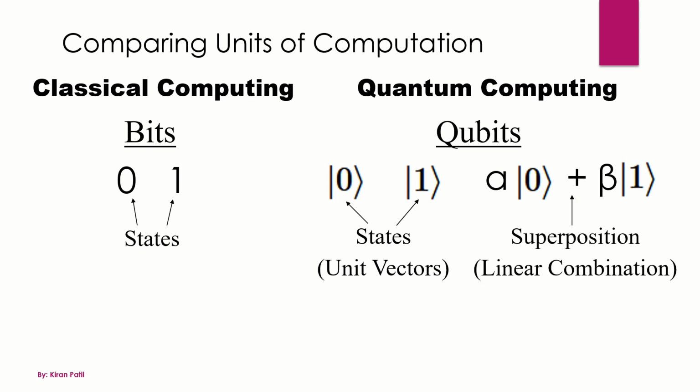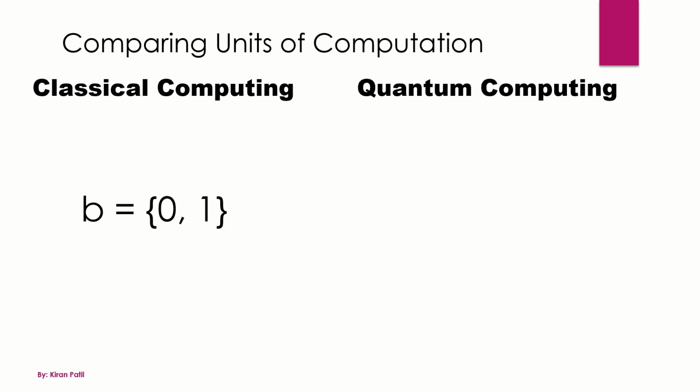Now what are alpha and beta? Alpha and beta are complex numbers, and they show the linear combination of ket 0 and ket 1. Now, when we represent bits in classical computing, we represent them in curly braces as 0 and 1. Now, how do we represent the quantum bit, that is a qubit? Ket q is equal to alpha ket 0 plus beta ket 1.